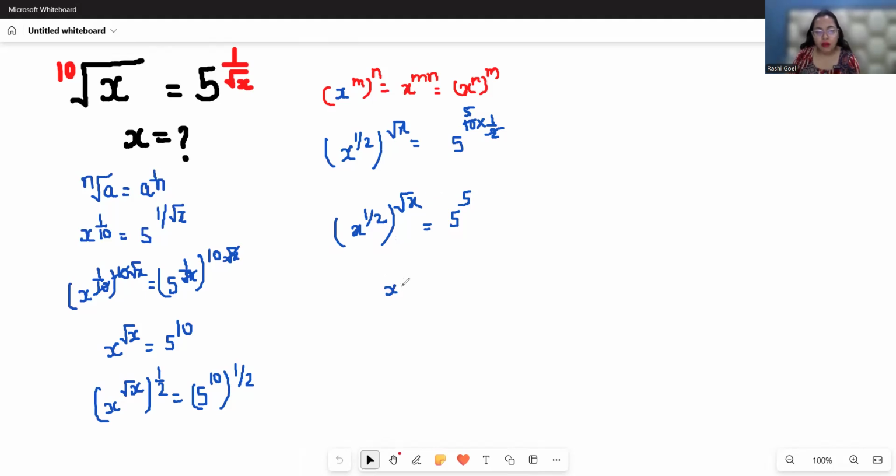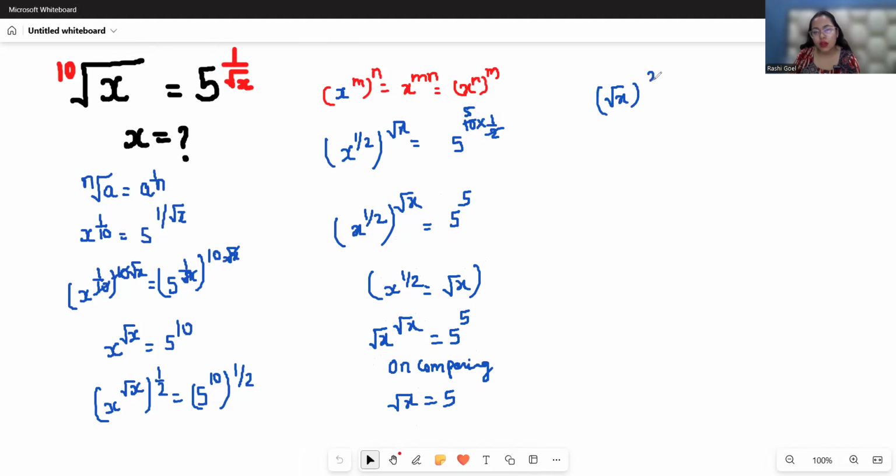Now x power 1 by 2 is root x. We know that. So we can replace this. So root x power root x equal 5 power 5. Now on comparing both sides, we can say that root x is equal to 5. Now if I square both sides, root x square equal 5 square. With the help of the square, the root is removed. So what is the value of x? 25. I hope it's clear and you find it useful.